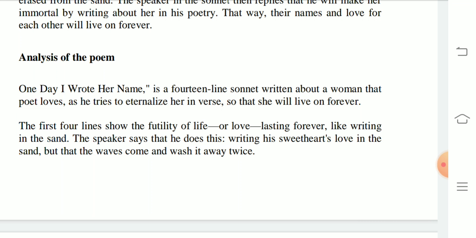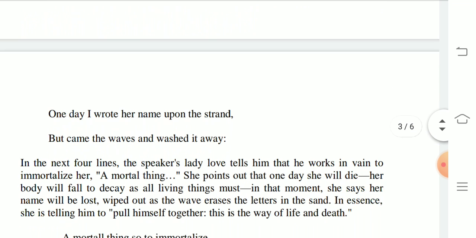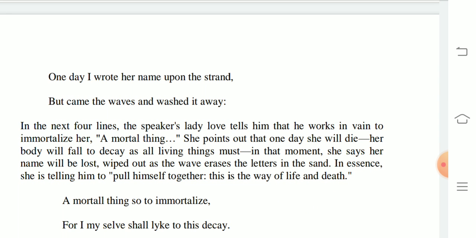The speaker says that he does this, writing his sweetheart's name in the sand, but the waves come and wash it away twice. What the lover is doing is trying to write the name of his beloved on the sand, but again and again the waves come and wash the name. One day I wrote her name upon the strand, but came the waves and washed it away. The water tide comes and washes again, or makes his beloved's name its prey.